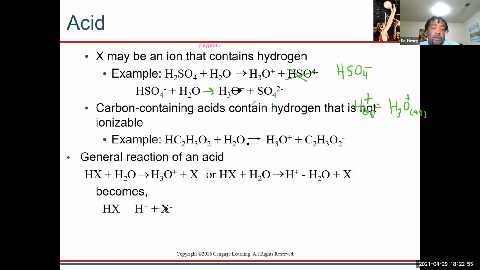Carbon-containing acids, or carbon-based acids, they don't like to ionize, right? So they're not gonna ionize too well. What happens is they form an equilibrium complex where the majority of the species are gonna be this, and then you're gonna have a little bit of this. So you're gonna have the existence of both. These are strong acids, and strong acids are always gonna totally dissociate. Weak acids, you're gonna have more of your acid than your ions.